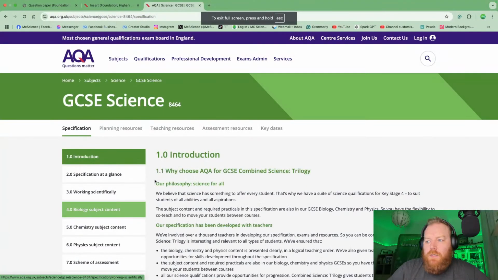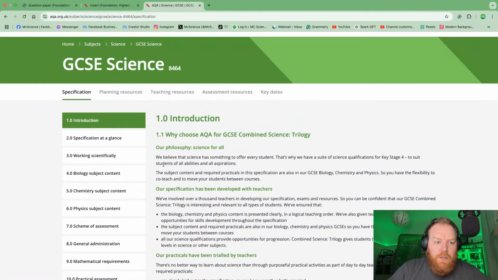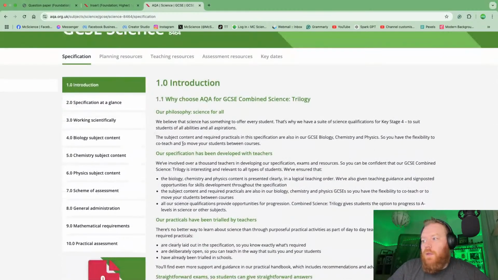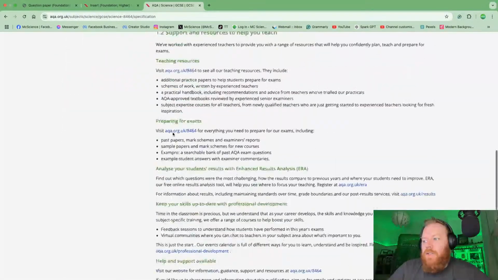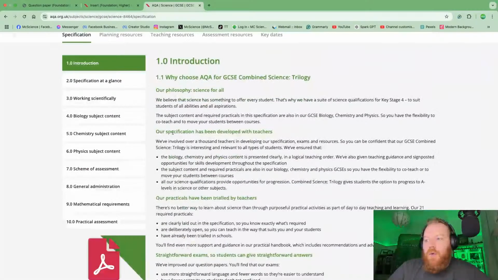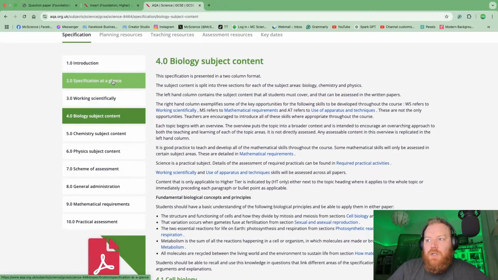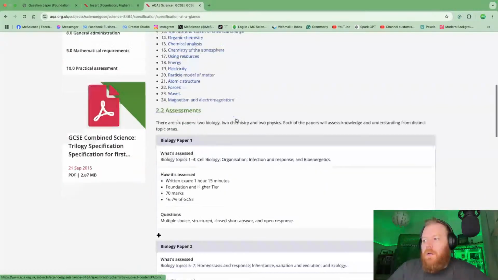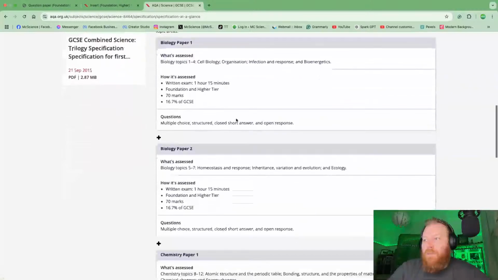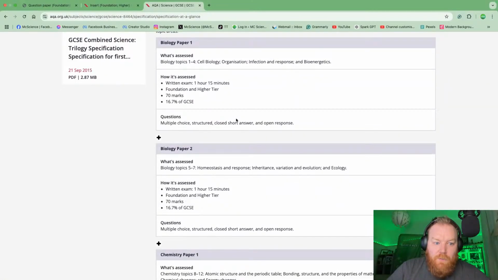Now, I've spoken to a number of students over time, and one of the biggest things they struggle with is knowing what's going to be in each exam. In this situation, the paper one and paper two biology exams for AQA contain topics 1 to 4, and paper two is 5 to 7.